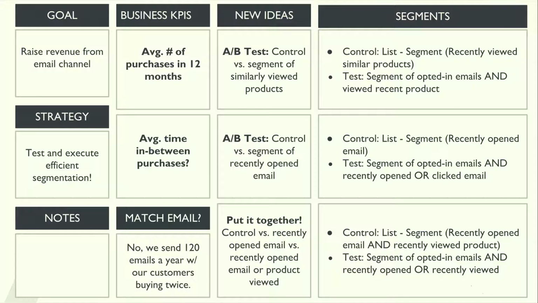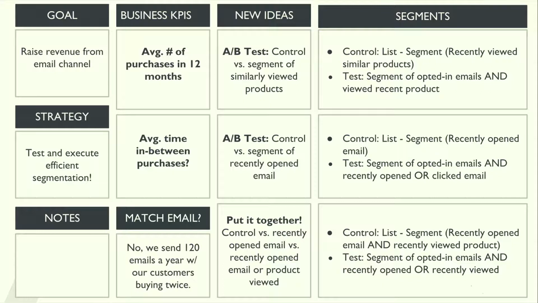So my first one was segment of similarly viewed products. Taylor Stitch comes out with a whole array of products. We sell shirts, pants, jackets, shoes. So for each product that we came out with, my first question was, if I could find people that viewed similar products, what percentage of those people make up the revenue from that email?